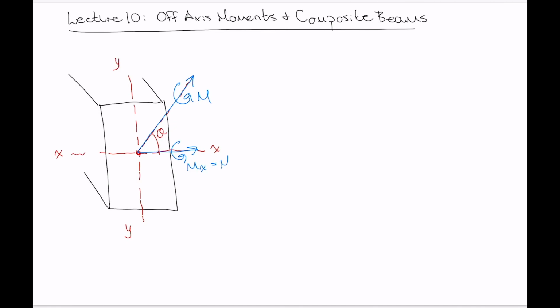Mx, which would be equal to what? M cos theta. And a component along the y-axis. Let me make that a little bit better. So again, there's the moment, and its value is M sin theta there. And then you just go about calculating bending stress at whatever point you're interested in from those two different moments separately, and add or subtract the result as appropriate.